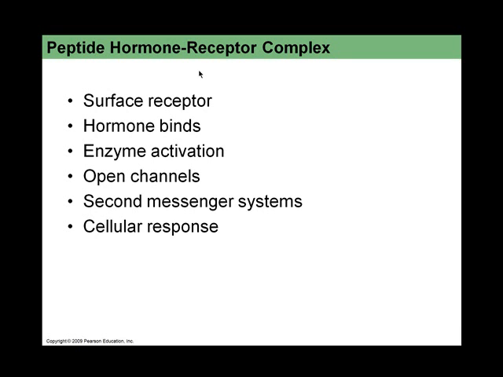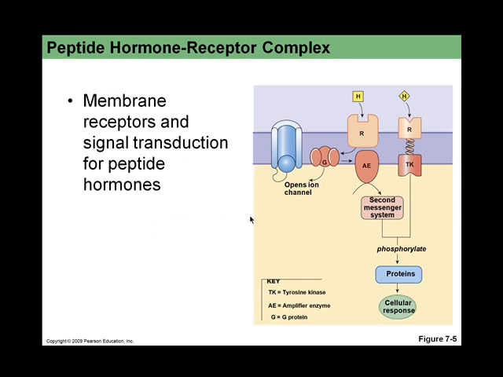So the peptide hormone receptor complex, then, it's a surface receptor. The hormone binds. There's enzyme activation. We'll get opening of channels, second messenger systems, and cellular responses. So let's take a look at this again. And yes, we did just see it in Chapter 6. So we're just going to go through.